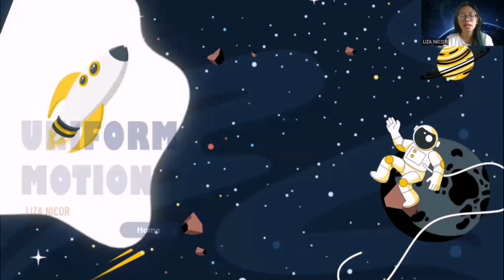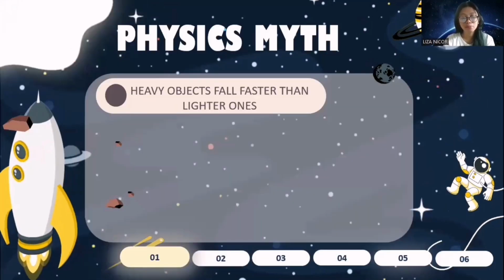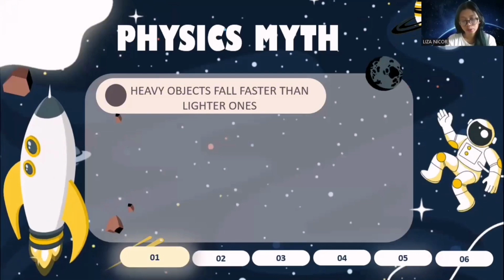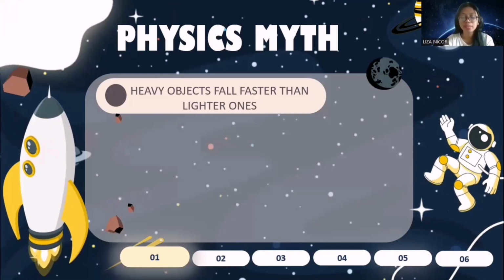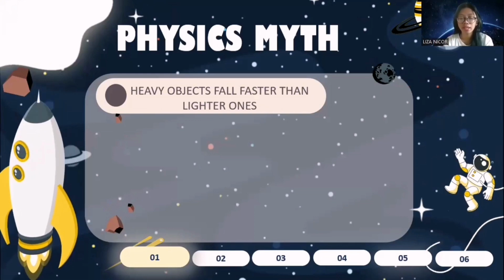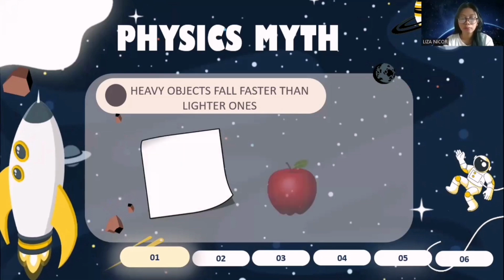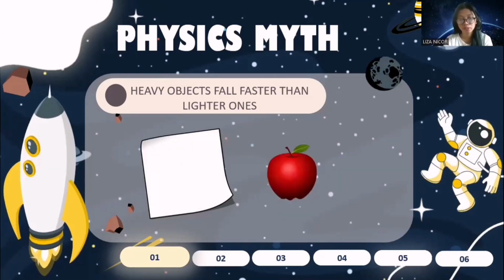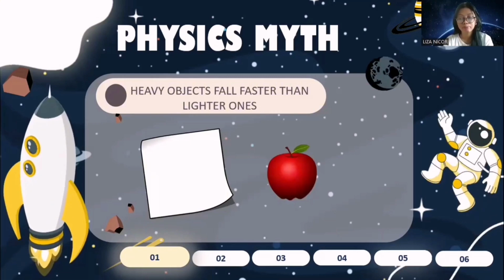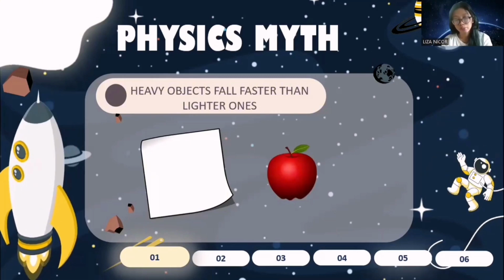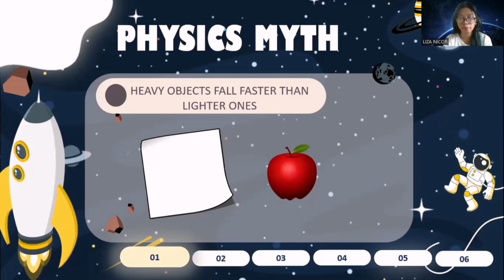The common misconception among people is that heavy objects fall faster than lighter ones. Even children tend to believe in this misconception. They believe that if a flat piece of paper and an apple are dropped from the same height, the apple will fall quicker than the flat piece of paper because the apple is much heavier.